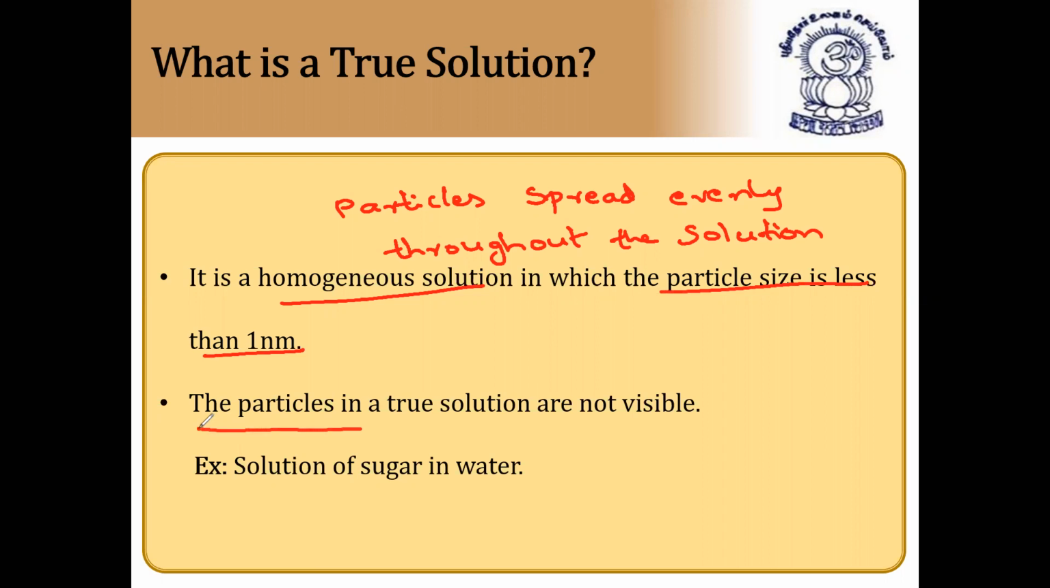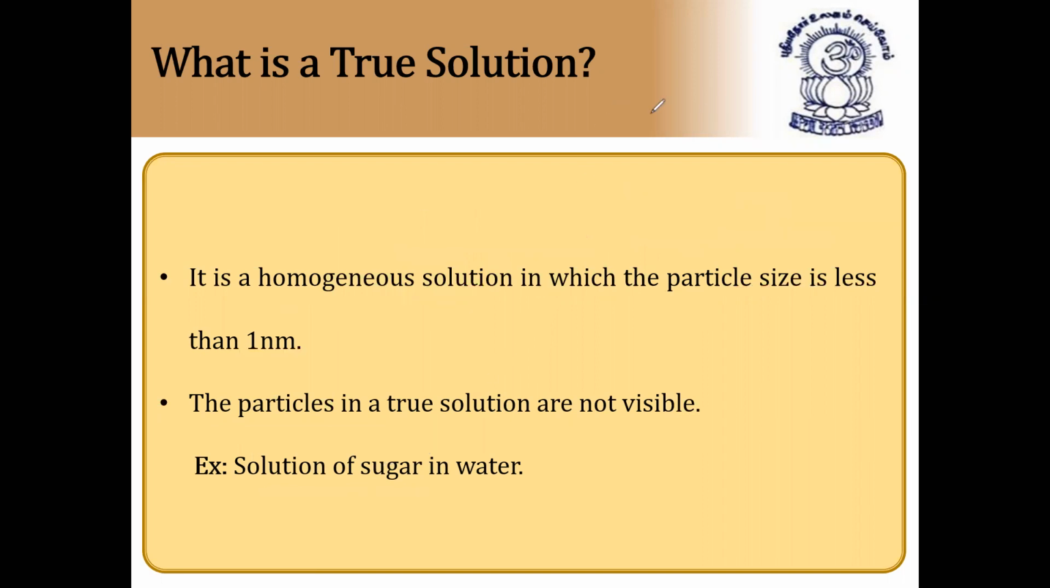The particles in a true solution are not visible. Only by means of a spectrometer can they be seen. Example, a solution of sugar in water. After dissolving everything completely in water, you cannot see the particles of sugar in water, but you can feel the taste. I hope it is clear. This is called a true solution. A true solution is a homogeneous solution in which the particle size is less than 1 nanometer. That's why we cannot see it with the naked eye. Only by means of a powerful microscope or spectrometer can we see it.